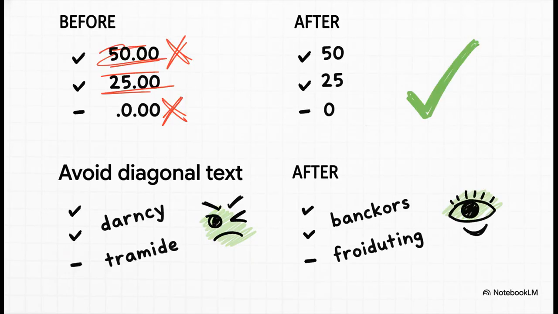Okay, let's look at the axes. Those trailing zeros like 50.00, they just make the numbers look way more complicated than they are. So let's simplify them. And that diagonal text, it's a huge no-no. Studies actually show it takes us way longer to read. So the goal is always clean, simple, and horizontal.